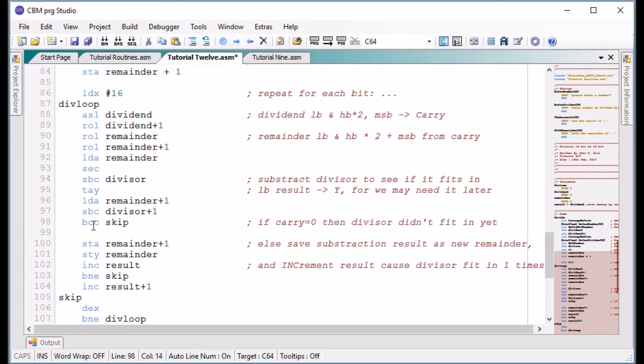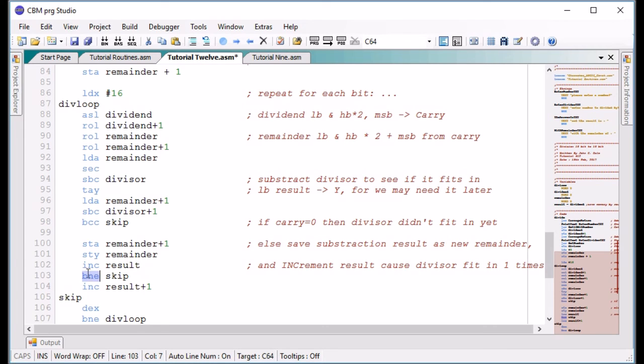But if it wasn't clear, that means it was a perfectly good subtract, and we managed to subtract the divisor out of the number, and so we store that number back into the remainder. We store the original number here into the remainder low byte. We increase the result by 1 because we've managed to subtract the number from the number successfully.